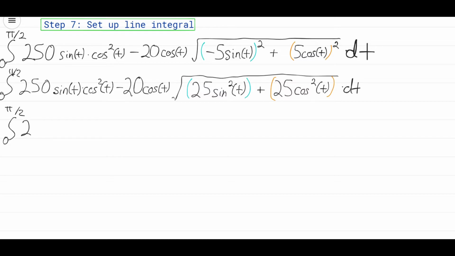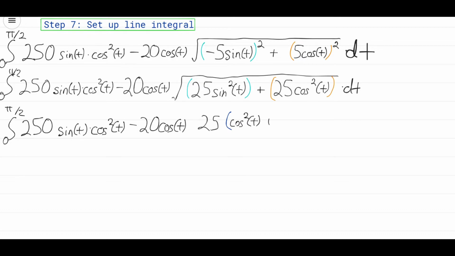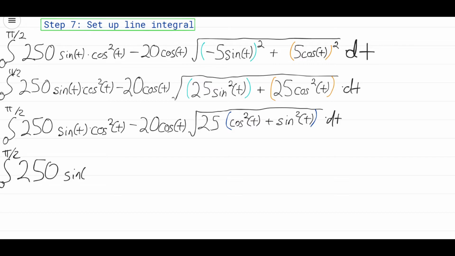And now what we're going to do is 250 sine t squared cosine squared minus 20 cosine t, and then the square root of 25 cosine squared t plus sine squared t. And all I did was factor out the 25, because since we have sine squared plus cosine squared, but both are factors of 25, we can factor out the 25 and just leave sine squared plus cosine squared as it is, times dt. And now what we're going to do is 250 times sine t times cosine squared t minus 20 cosine t.